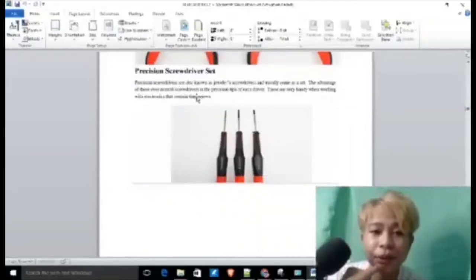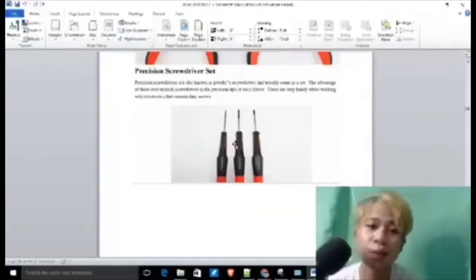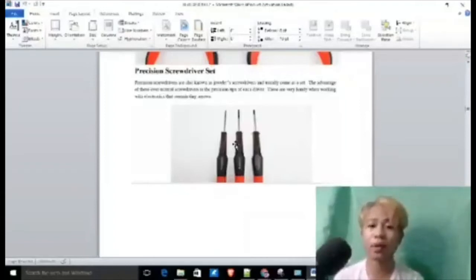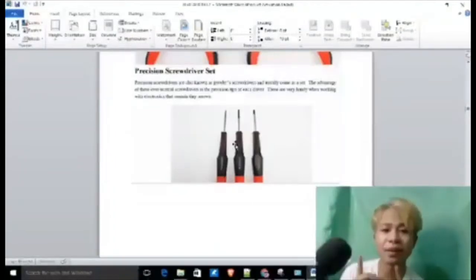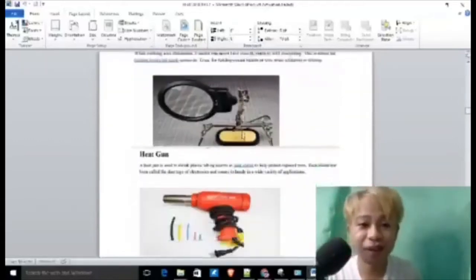That's where the precision screwdriver sits. I have screwdrivers here. They are intended for screws, when you're going to insert a screw or perform an activity. When you're using a screw, we're going to use screwdrivers. And screwdrivers have a minus and a plus in each point. Okay, so moving on. Helping third hand.